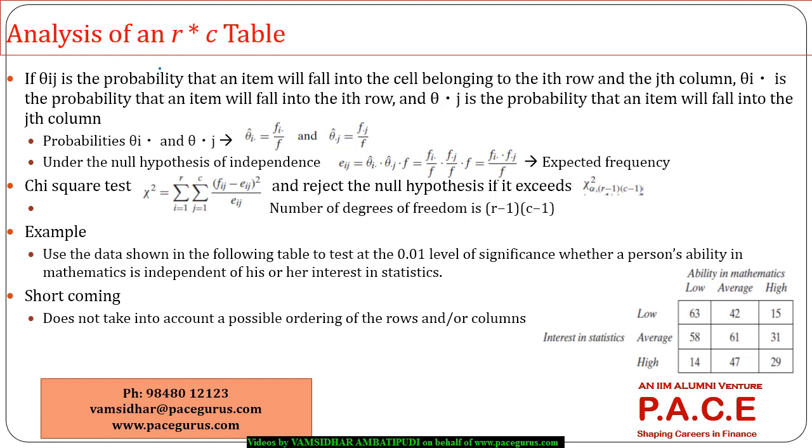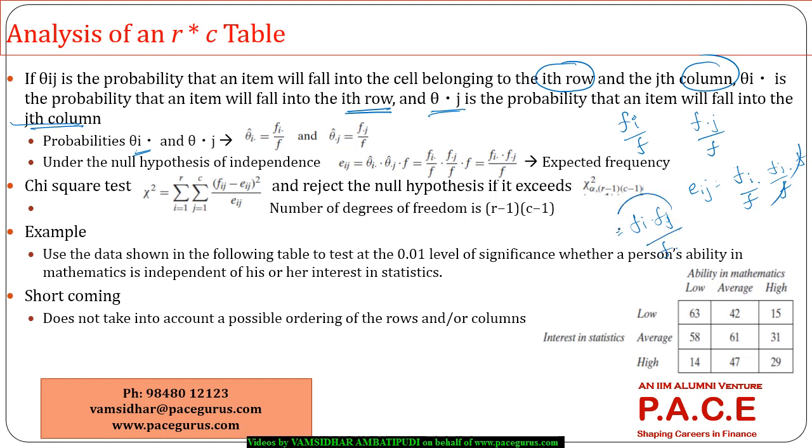So theta ij is the probability that an item will fall into the cell belonging to the ith row, jth column. Theta i dot is the probability that an item will fall into the ith row. Theta dot j is the probability that it will fall into the jth column. Based on that, theta i dot is Fi dot divided by F, and theta dot j is F dot j divided by F. Now if they are independent, the expected value I should get is the probabilities multiplied by the total number, which is Fi dot divided by F, F dot j divided by F, into F. So the expected frequency is Fi dot times F dot j divided by F, which is what we are calling the expected frequency.